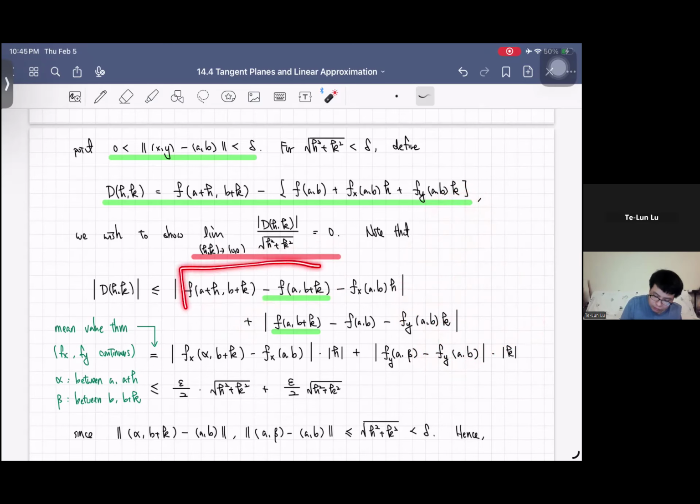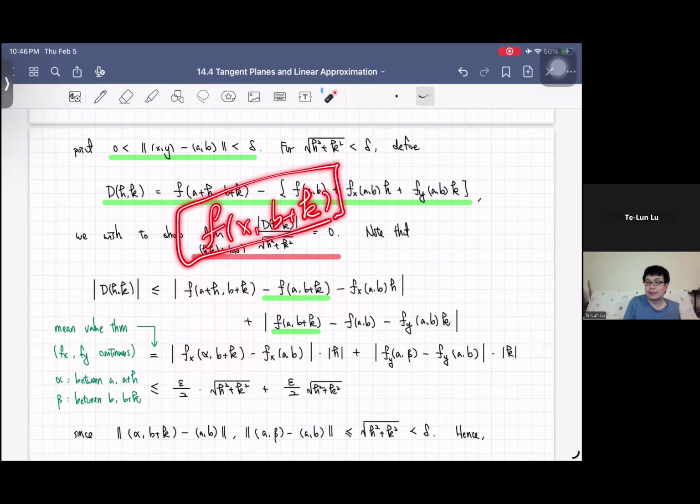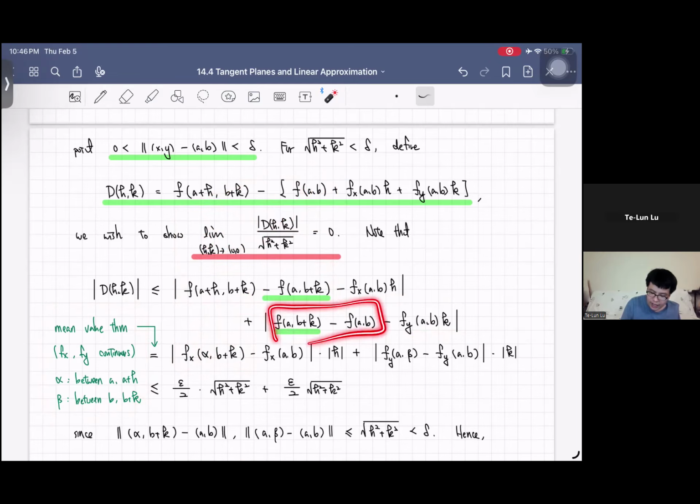So we do that for this term in the x coordinate. That is f_x at some alpha, b plus k. So we regard this as a one-variable function, f of x, b plus k. This one-variable function is obviously differentiable and the derivative is continuous by assumption. So this is what I have written down here, where alpha is some number between a and a plus h. And you can do the same thing for the term here, which is f_y at a, beta times k. And since every term here has a k, I factor out a k. Every term here has an h, I factor out an h, right?